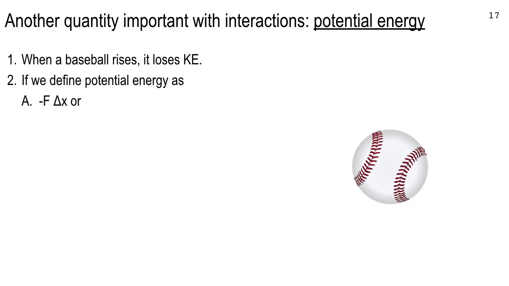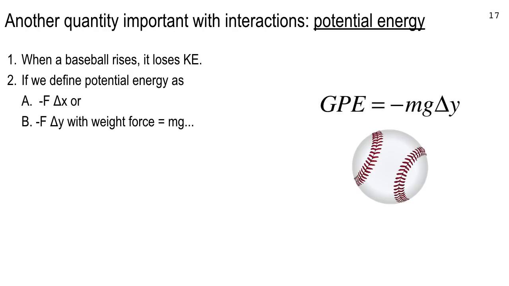So if we define potential energy as minus F delta X, in other words, the negative of work, or minus F delta Y if you're in free fall, then that defines the potential energy. So at the surface of Earth, minus F delta Y looks like this. Gravitational potential energy equals minus M times G times delta Y. And hey, you guys, make a note. When you're working with potential energy and work and stuff, you got to use negative 9.8 meters per second squared for your G value. All right?